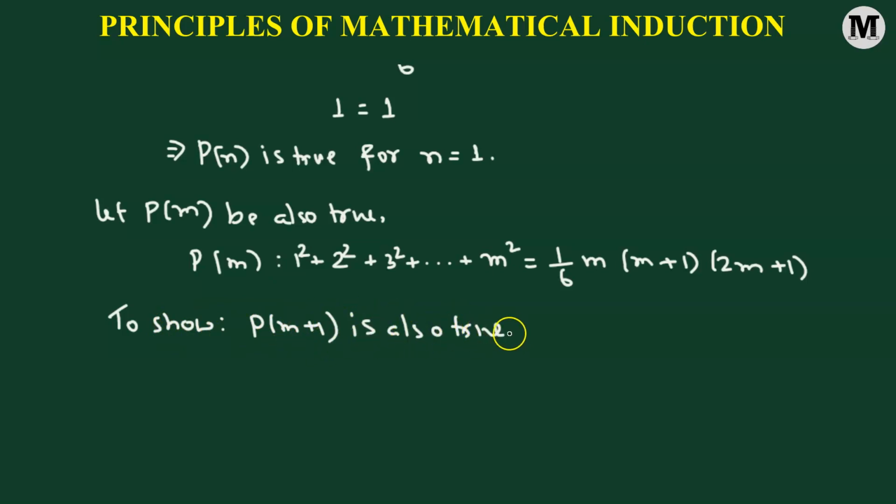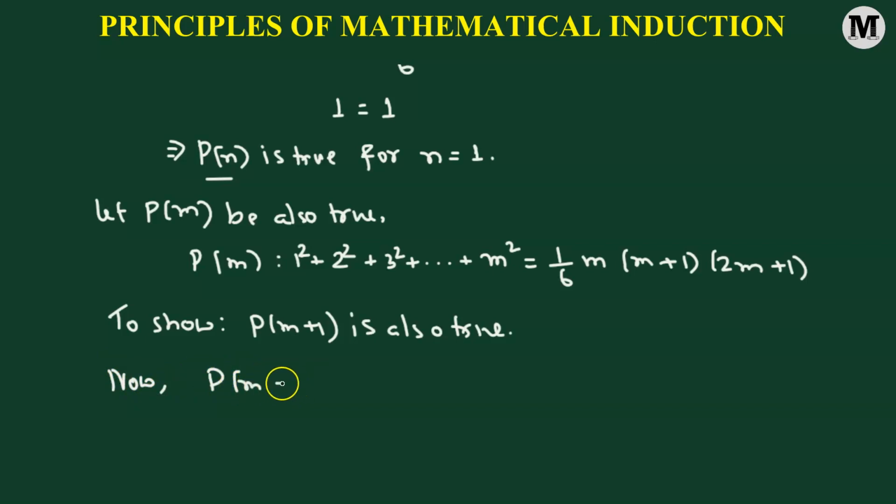If we can show that the next term consecutive to m, so after m comes m plus 1, if we can show that it is true for m plus 1, then we can show that the original statement P of n is always true for any natural number that we pick. Now, how do we show that P of m plus 1 is also true? Now, what is P of m plus 1? Now, we have to express P of m plus 1.